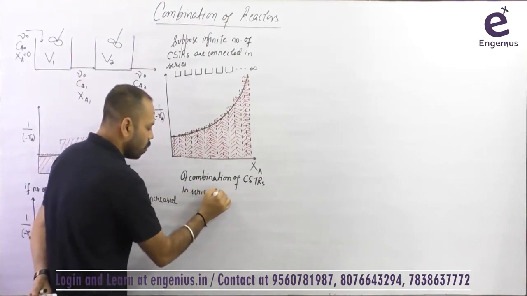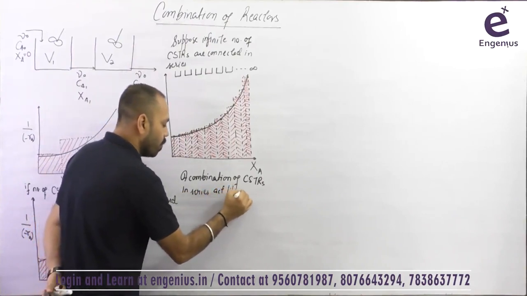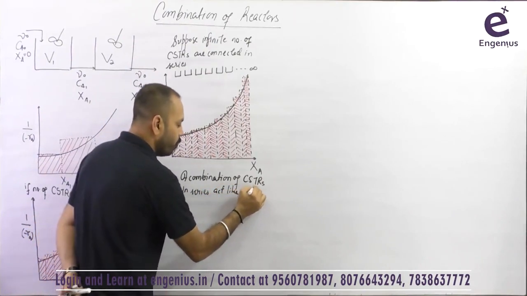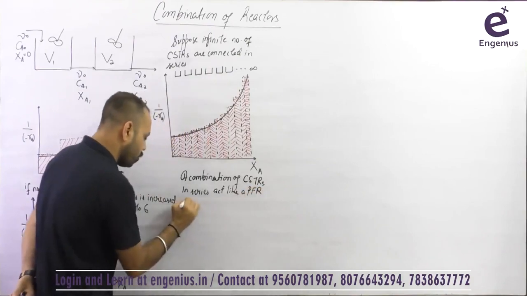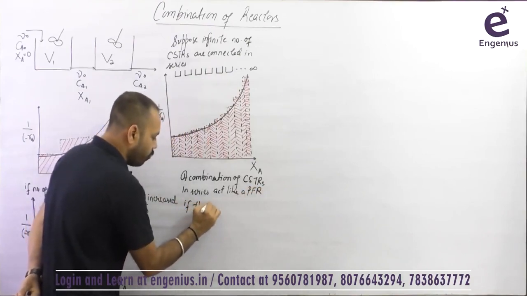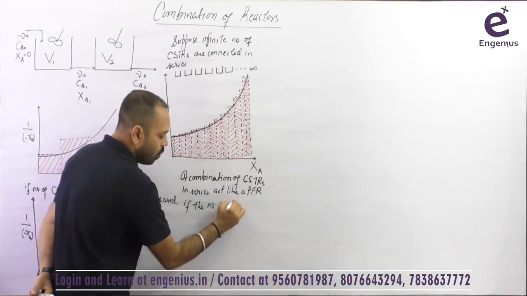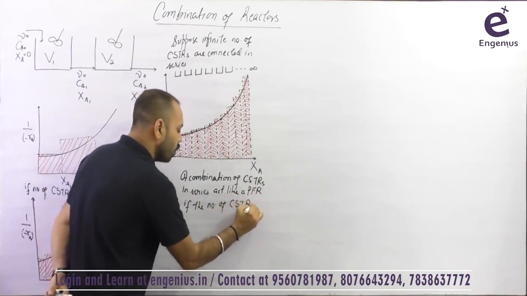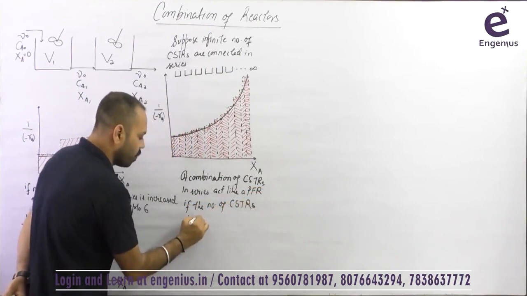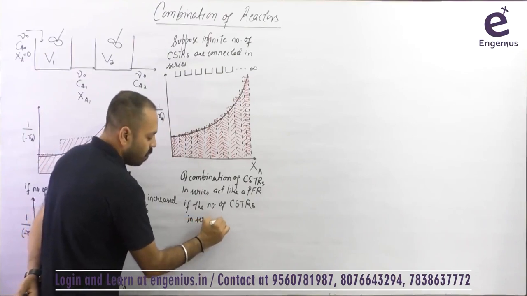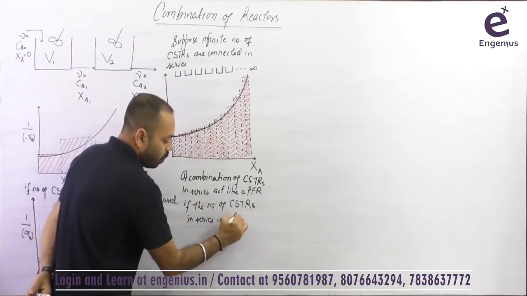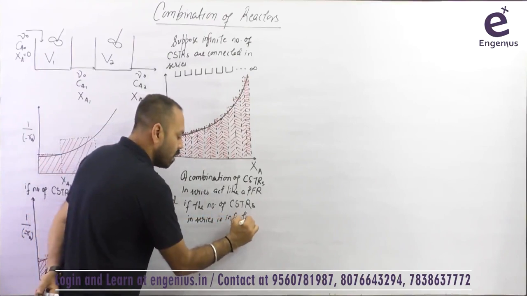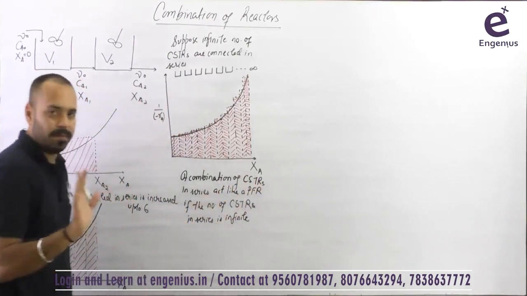act like a PFR if the number of CSTRs in series is infinite. Meaning until you connect infinite CSTRs, it will not become an ideal PFR.